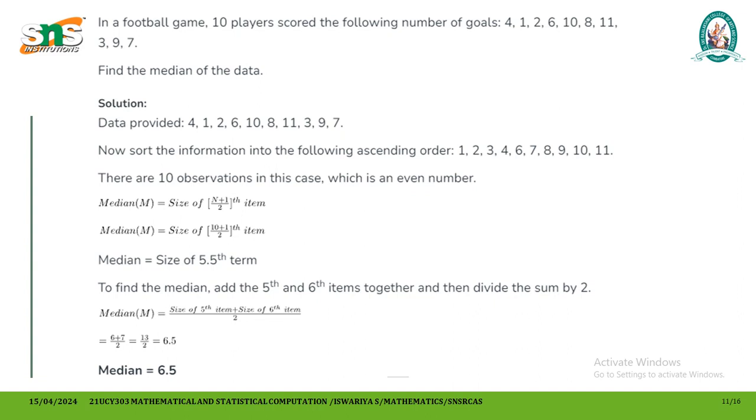So I apply the formula as the (n plus 1) by 2 term. Instead of n I substitute 10. So 10 plus 1 by 2 is equal to 5.5th term. The 5.5th term means I choose the fifth and sixth terms. Here the fifth and sixth terms are 6 and 7. By adding these two terms and dividing by 2, I obtain the median, that is 6.5.